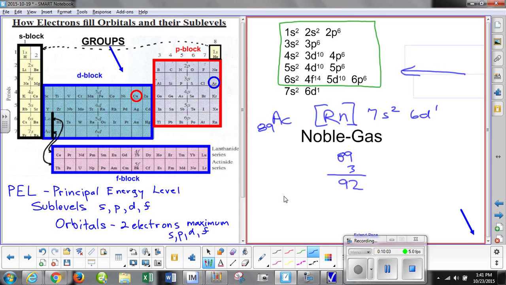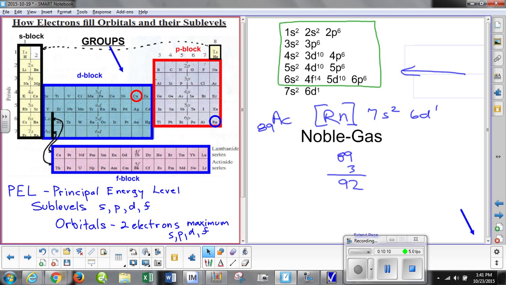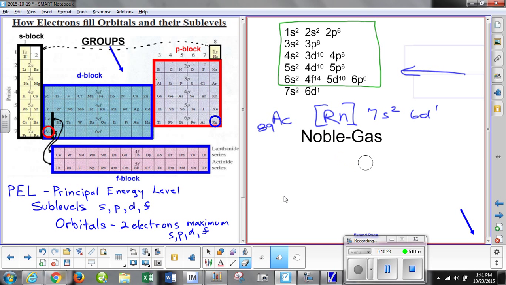Wait a second. Oh, wait a second. Actinium, we got to go to radon. Okay, so radon is 86. And we got 3 more to 86, not 89. 86, and 3 more would be 89. And 89 has to be actinium. Yeah? Okay, so now the next one we're going to do, you wanted to do copper.